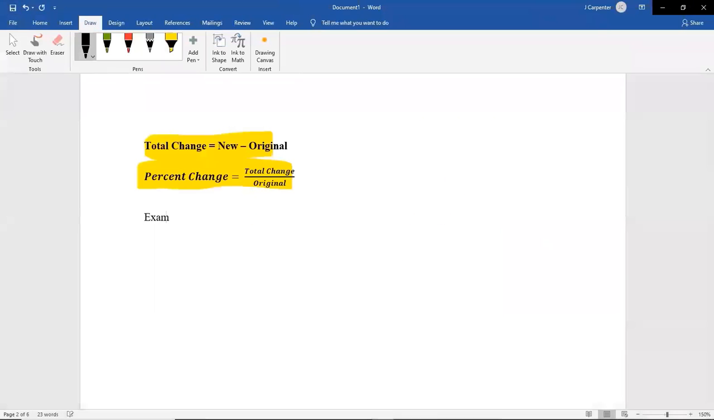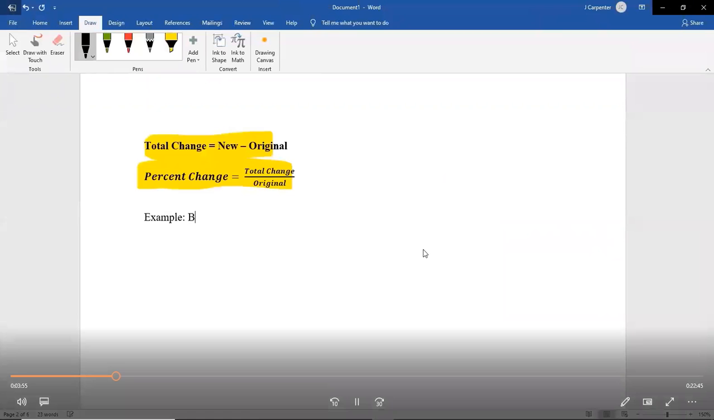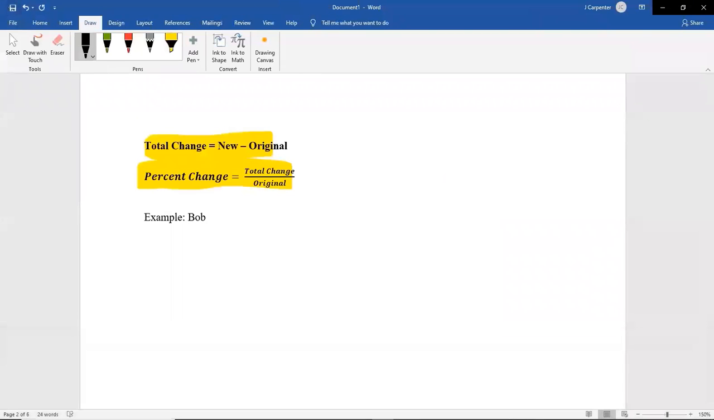All right, so first example. Bob earns $30,000 in 2019. He earns $45,000 in 2020. What was his total change and percent change in income?